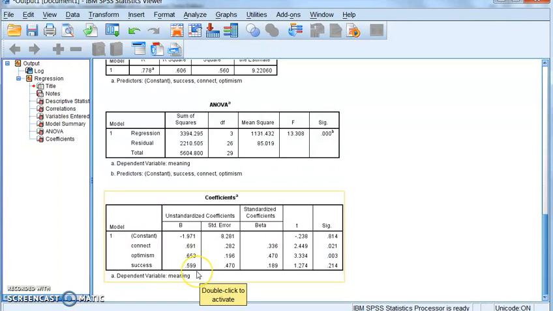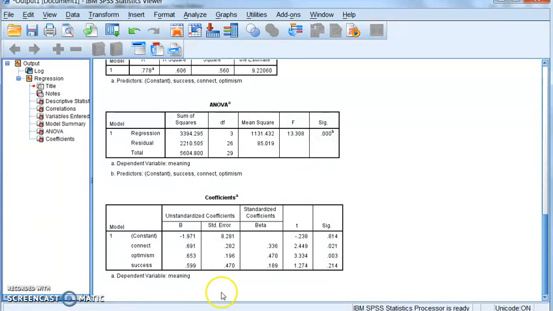This tells us for one unit increase in connectedness, I get a 0.691 increase in our dependent variable, which was meaning in life. So connectedness is related to it, and notice that that number is positive. So the higher your level of connectedness, the greater the level of meaning in life that you have. So again, our unstandardized regression coefficients tell us for a 1 unit increase in the independent variable, how much increase would we expect to see in the dependent variable, keeping all the other independent variables constant.